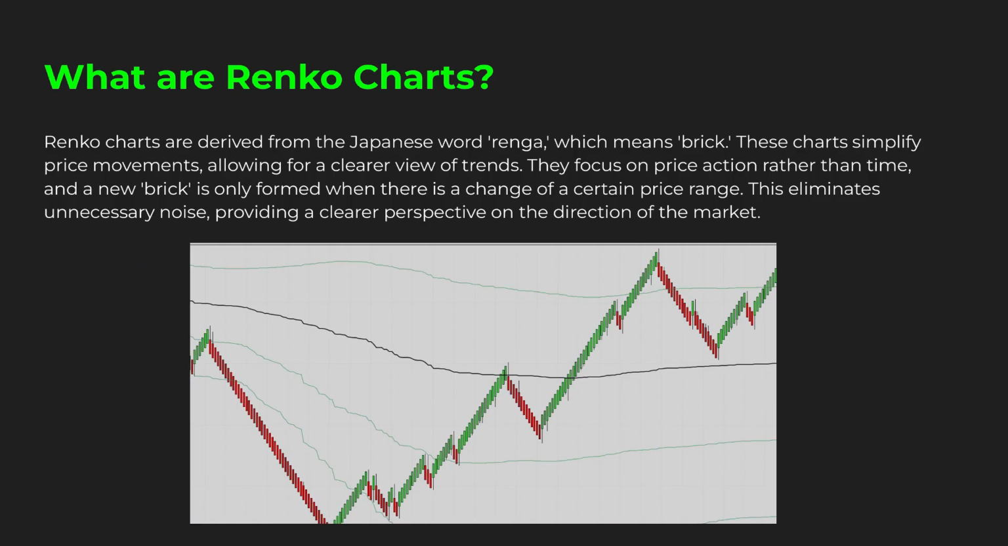It's derived from the Japanese word renga, which means brick. These charts help us see trends more clearly by simplifying price movements. They focus on price movement instead of time, and a new brick does not appear unless there is a change for a specific price range.